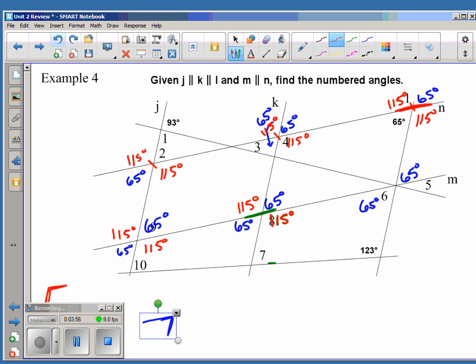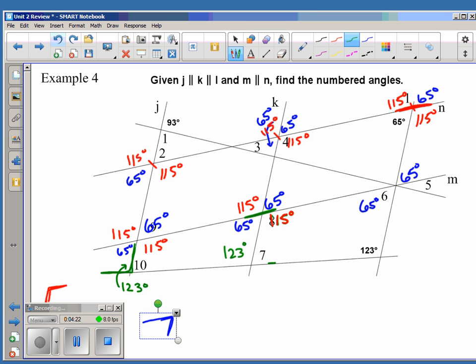I still haven't touched the 123 or the 93 yet. Okay. So I'm going to go to the 123. And I'm going to do what I do best and draw my little slider. So there's the angle 123. I'm going to shift that over to there. That's corresponding. And I'm going to shift it over to here. And this angle down here, right there.